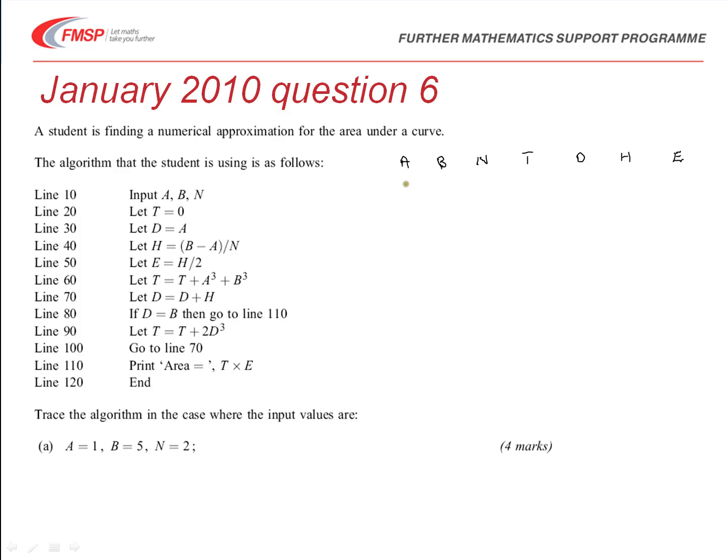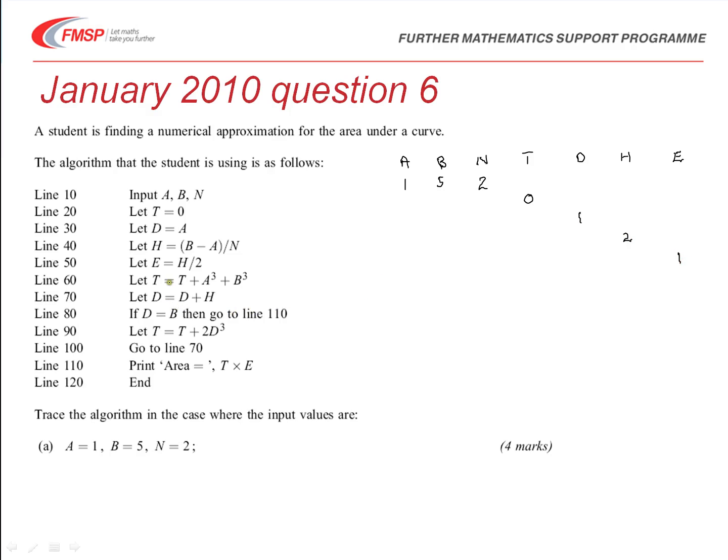So if we put in the starting values of 1, 5 and 2 for A, B and N respectively, then in line 20 it says T is 0. Line 30 says let D be equal to the A value, which is 1. Line 40 says H is going to be B, which is 5, minus A, which is 1, so that's 4, divided by 2, which is the N value, so that gives you 2. And then E is a half of H, which makes that 1.